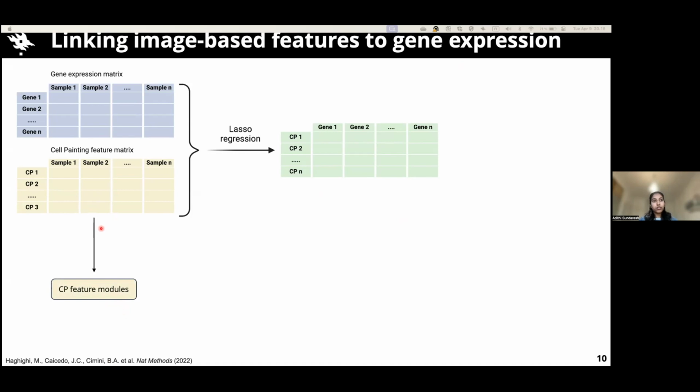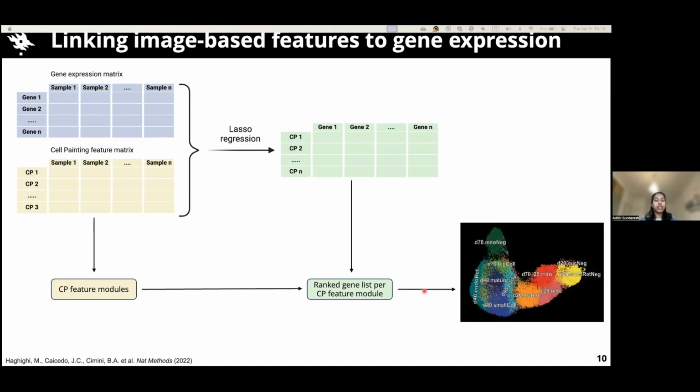So now by using this cell painting to gene expression coefficient matrix and these cell painting feature modules, we could put together a list of genes per cell painting feature module that was ranked by the gene's average contribution to the cell painting feature in the module. So you basically get this ranked gene list that is describing these morphological features. And using this, we can perform functional enrichment, which can then be used to annotate the clusters in a more interpretable way. So that's exactly what we did.